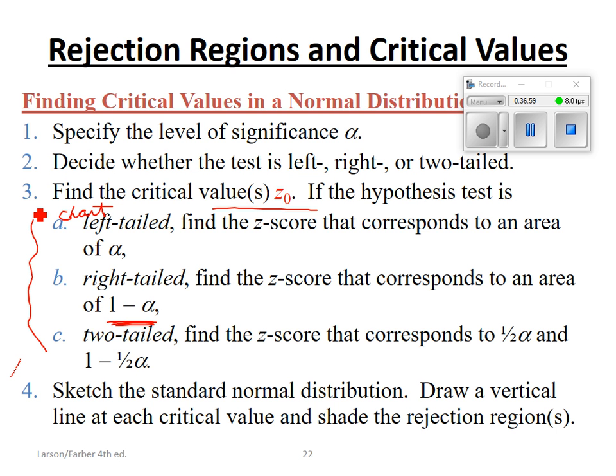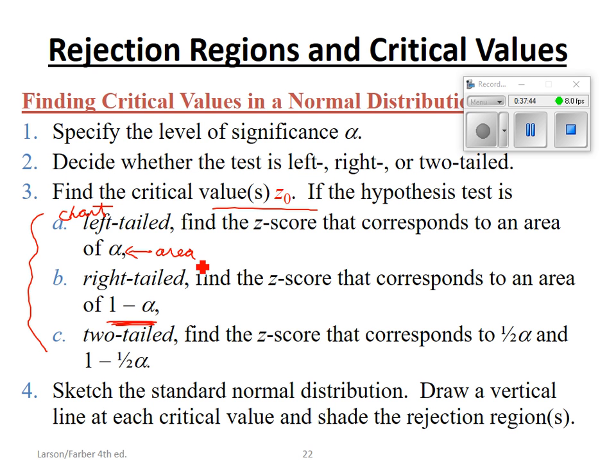So on this, our steps: specify the level of significance. They're probably going to tell you that. Decide whether it's left-tailed, right-tailed, or two-tailed. Find the critical value using all those formulas that we've been doing. Remember, if it's left-tailed, you just take the number directly from the chart for the area. If it's right-tailed, we have to do 1 minus that. Actually, I wrote this wrong, because when we're doing it backwards, you're using that alpha as your area. So we do 1 minus alpha, that's going to give your area. You find that area in the chart.